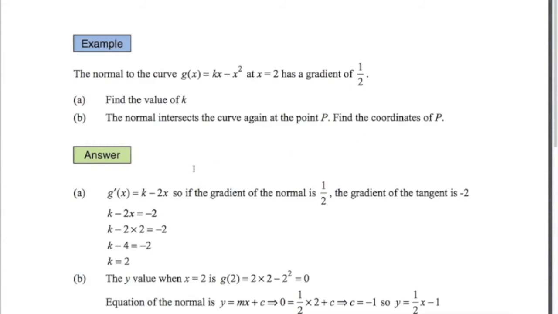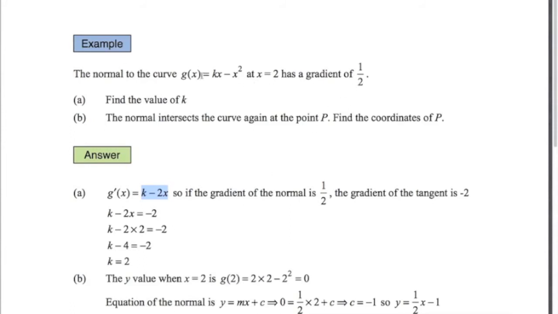Okay, so for the first one, let's look at the derivative. We're talking about gradients of curves, so if it's mentioning gradients or slopes, you know you're going to have to do the derivative. The derivative of kx is just k, the number in front of the x, and the derivative of x squared is just 2x to the power of 1, or just 2x. So there's the derivative, k minus 2x. The slope when x equals 2 is equal to a half.